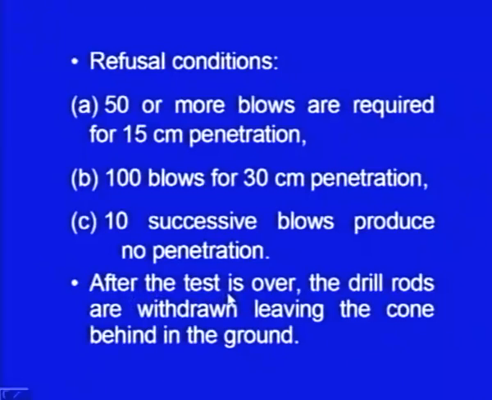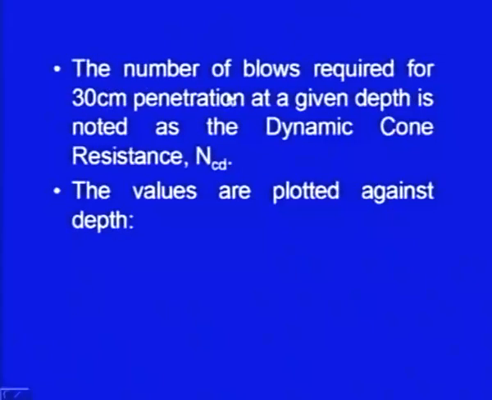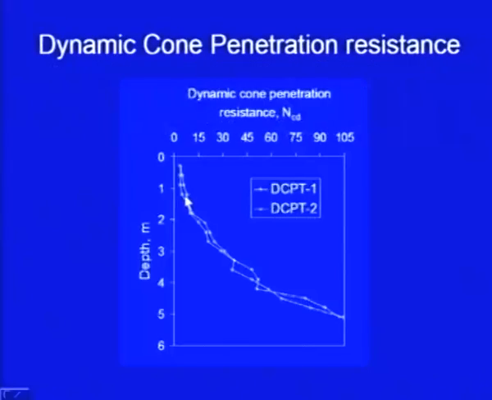After the test is over, the drill rods are withdrawn and the cone is left in the ground itself. The number of blows required for 30 centimeter penetration at a given depth is noted as the dynamic cone penetration resistance NCD. We are taking the observations at 15 centimeter interval, so we add up the two 15 centimeter values, and those values are termed as NCD, and these NCD values are then plotted against depth.